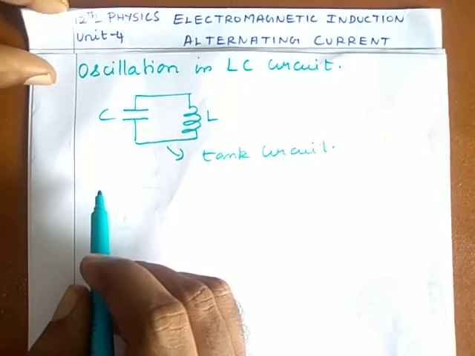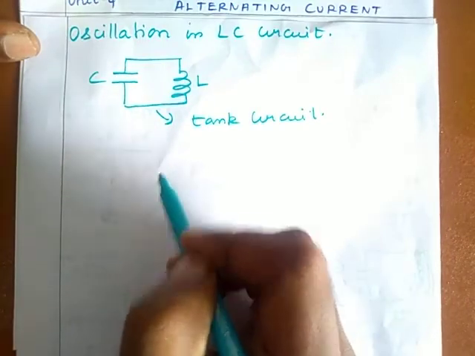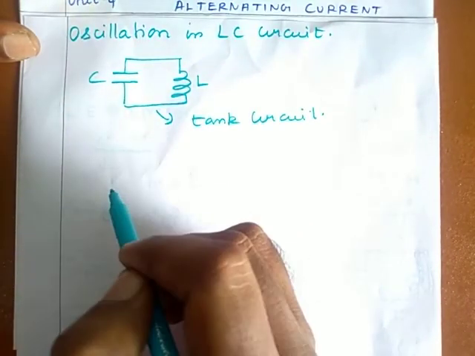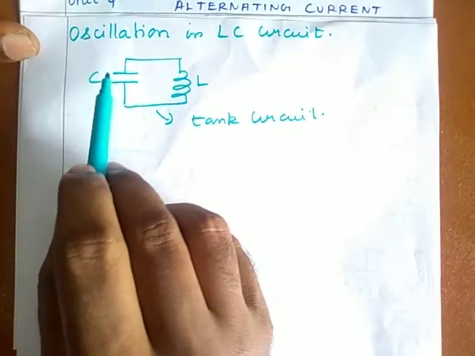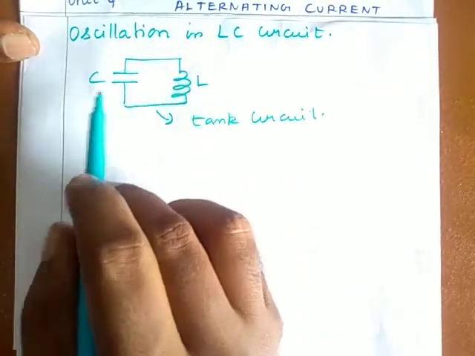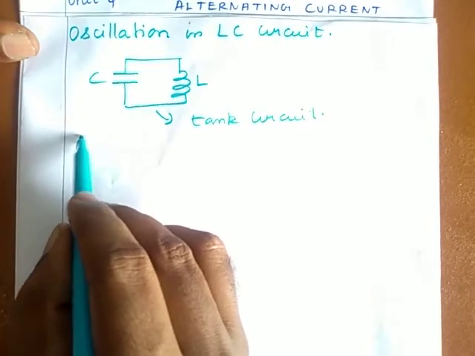Here let me see how to produce an oscillation by using this circuit, and let me see also how the energy is converted from capacitor to inductor and inductor to capacitor. The topic is energy conversion during LC oscillation.